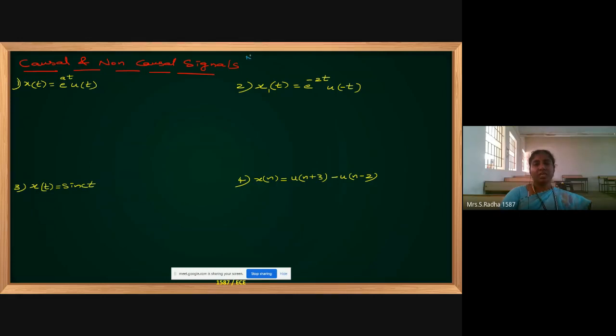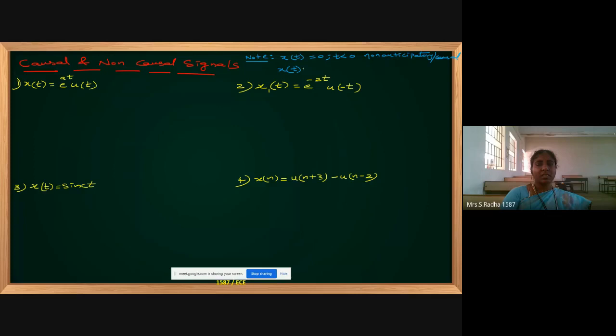The basic rule to tell when a signal is causal or not: if x of t is equal to 0 for t less than 0, it is called a non-anticipatory or causal signal. You remember this, okay?